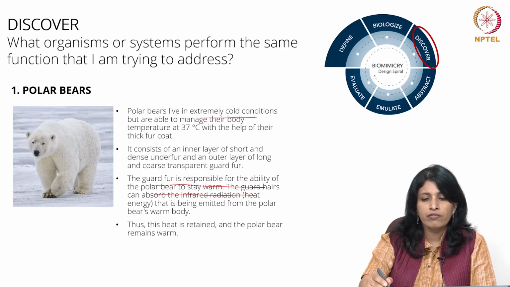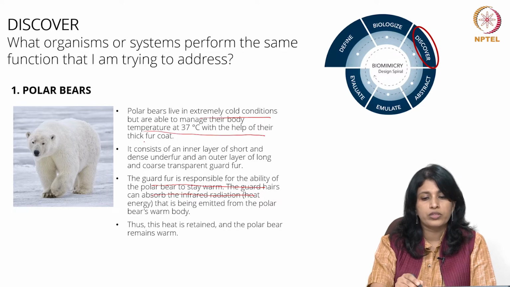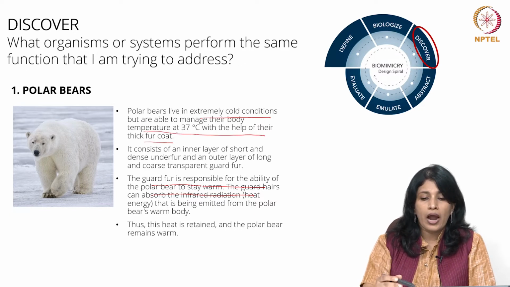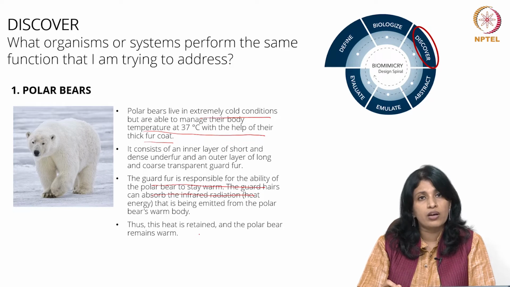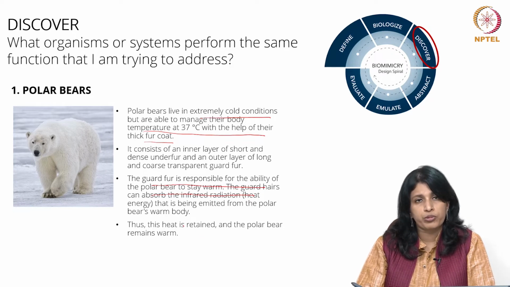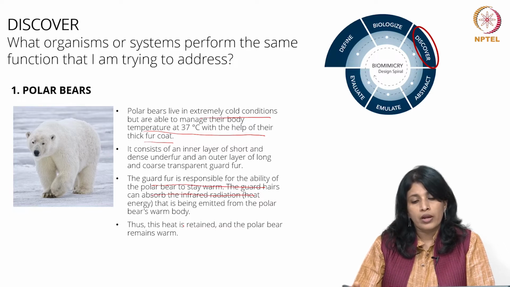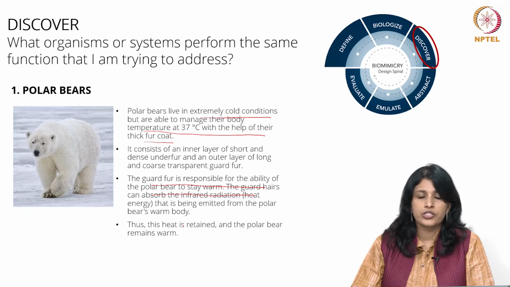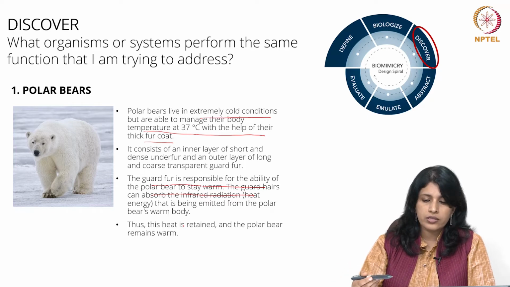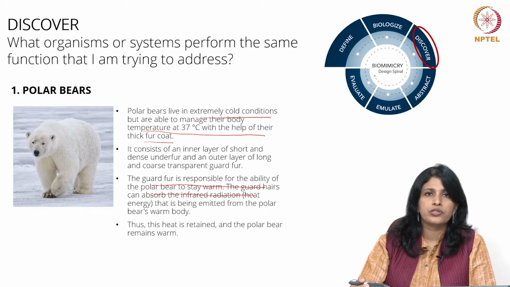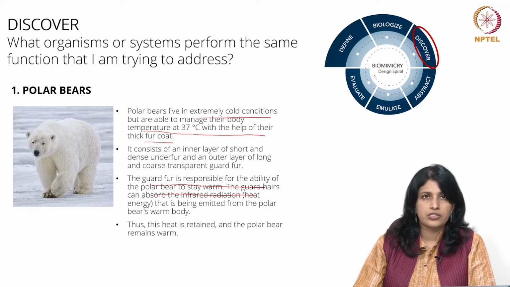So, polar bears live in very cold conditions. However, they are warm-blooded animals, right? So, they maintain that temperature with the help of this thick fur coat. And how do they do that? With the help of the guard fur that has certain special properties that absorbs the infrared radiation and therefore keeps the animal warm. Now, this is an important biological strategy that Nandagopal, the student, thought can be applied in this case, the function that they are looking to perform.